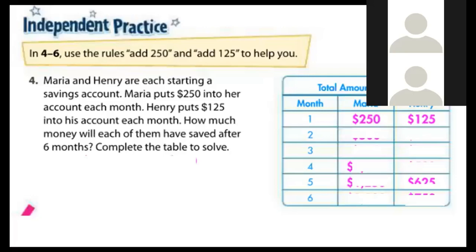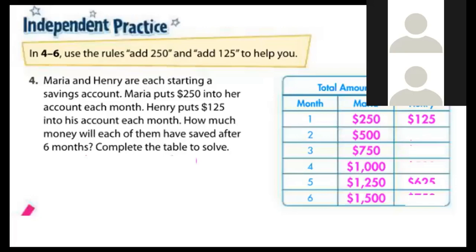Okay, let's start with Maria. Maria started with 250 and is going to increase the same amount of money each week. So 250 plus 250 equals 500. Easy. Plus 250, 750. Plus 250, 1,000. Plus 250, 1,250. Plus 250, 1,500. Okay.